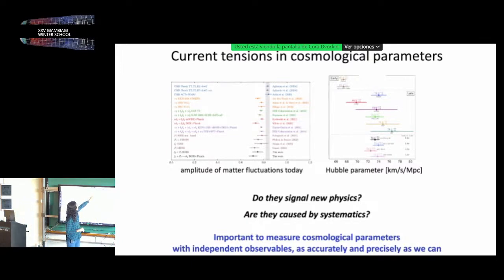Late and early. You can see this is the early universe. This is the late universe. You can see that the error bars don't overlap. Yeah, you cannot see anything in this plot. So don't look at the plots, just listen to me.